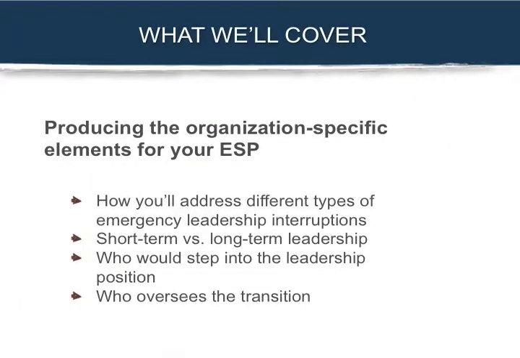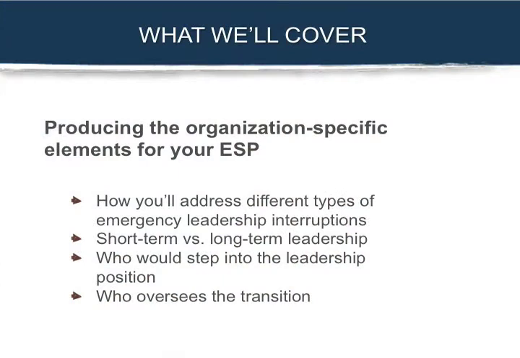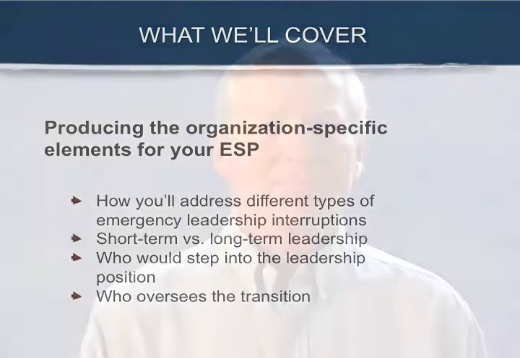Let's look at what we'll cover. First, how will you address the different types of leadership interruptions, which could be temporary or permanent? What would your leadership needs be for either a short term, say less than 3 months, versus a long term, less than 6 months or even greater, absence? How do you identify a person to step into the leadership position? And would they be an acting interim leader or a permanent replacement? Finally, who will oversee that transition?